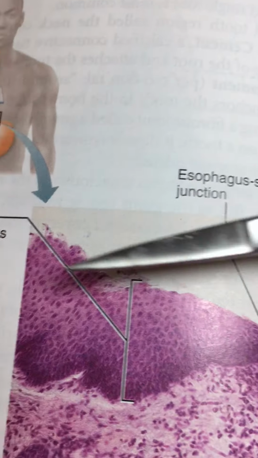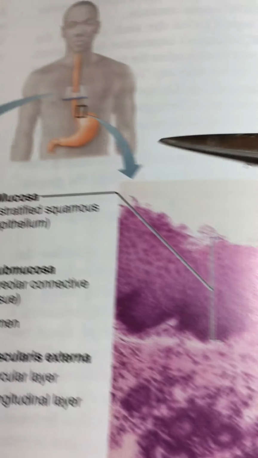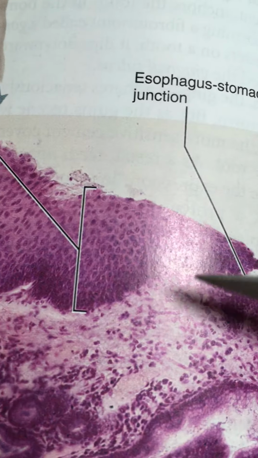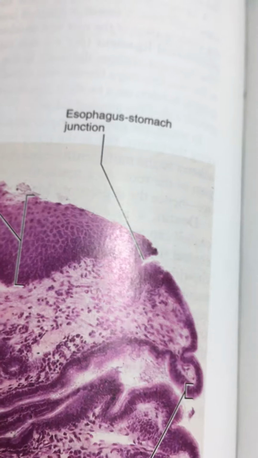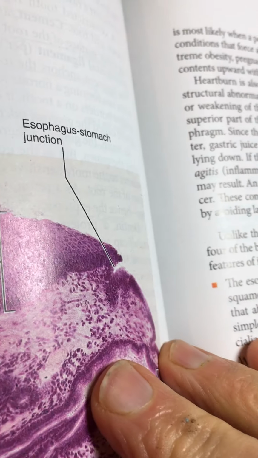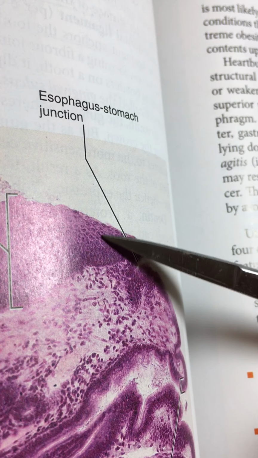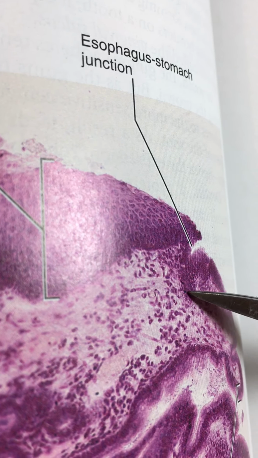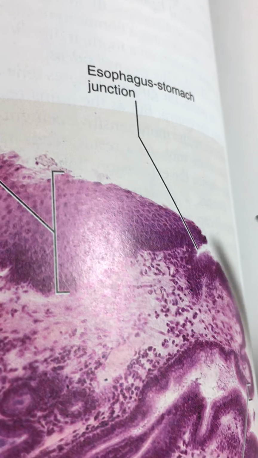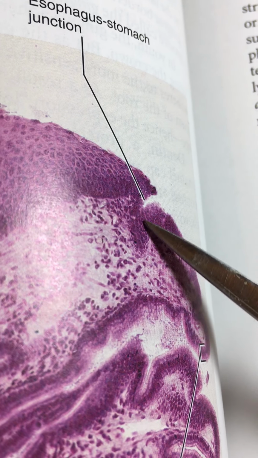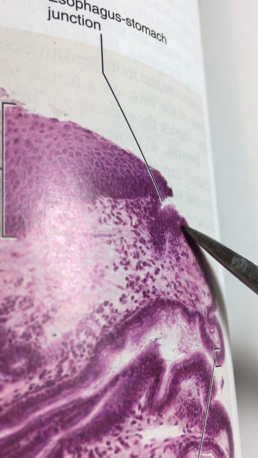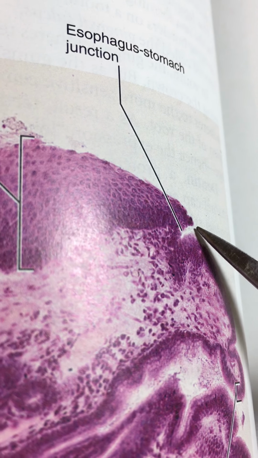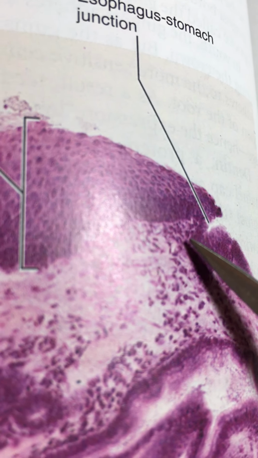And over here we have stratified squamous epithelium. That's the mucosal layer here. It ends right here. Let's take a look at that end point. So this is stratified squamous, and it very abruptly ends right here. And then we begin the simple columnar epithelium of the stomach. This is a tight junction here, and this is also an area where there is strong acid and digestive enzymes. So this is supposed to be a functional sphincter, a physiological sphincter it's called, not a true sphincter.